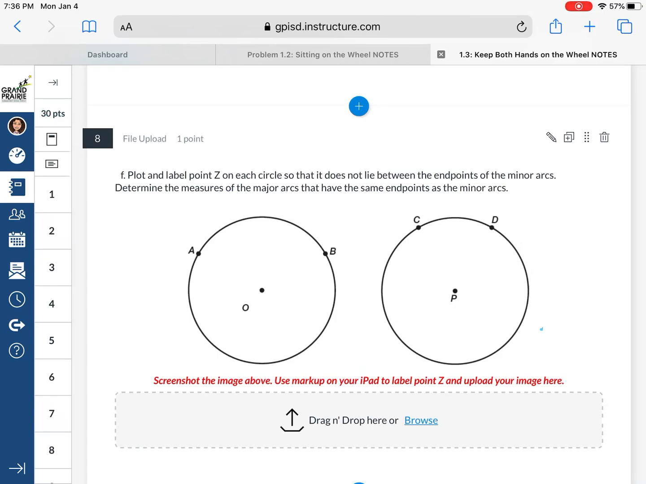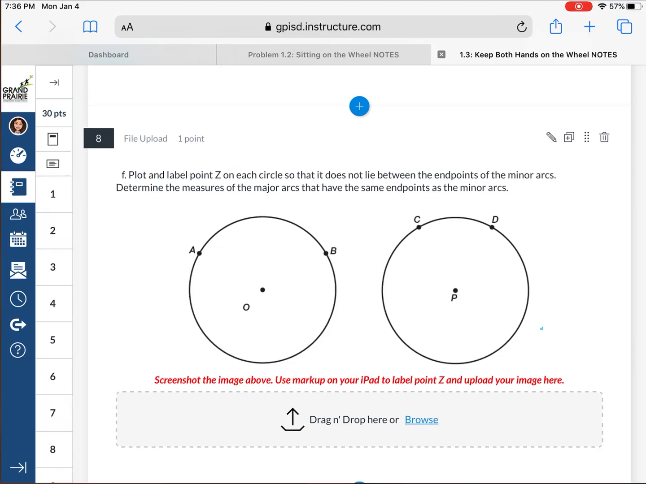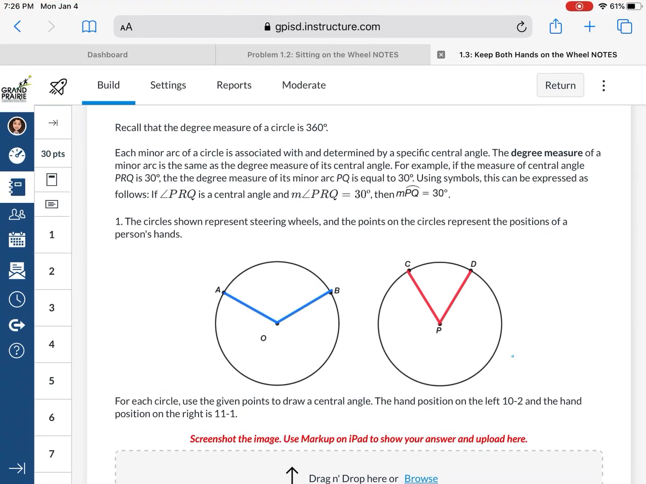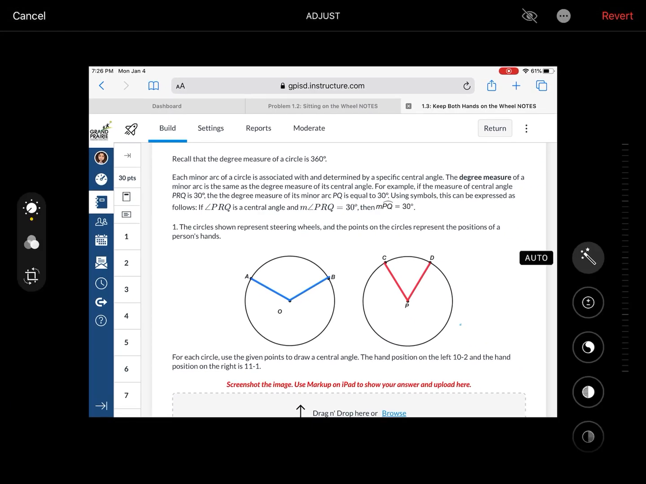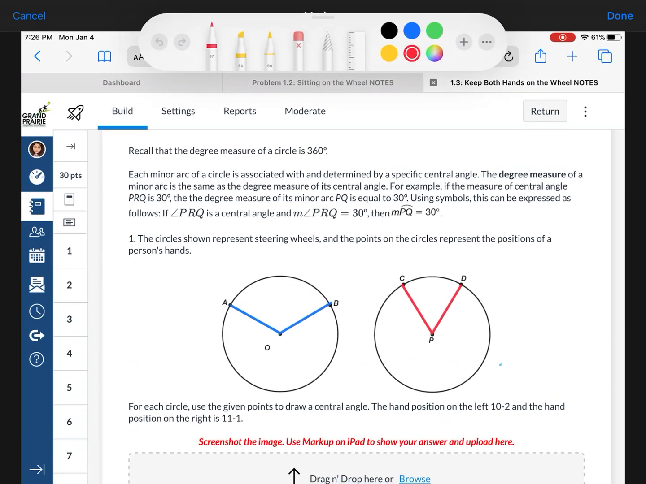It says plot and label point Z on each circle so that it does not lie between the endpoints of the minor arcs, and then determine the measures of the major arcs that have the same endpoints as the minor arcs. We've already taken a picture of this, so we're just going to use the same one we have. Let's say that point Z is down here. That's not very pretty, so I'm going to try that again.